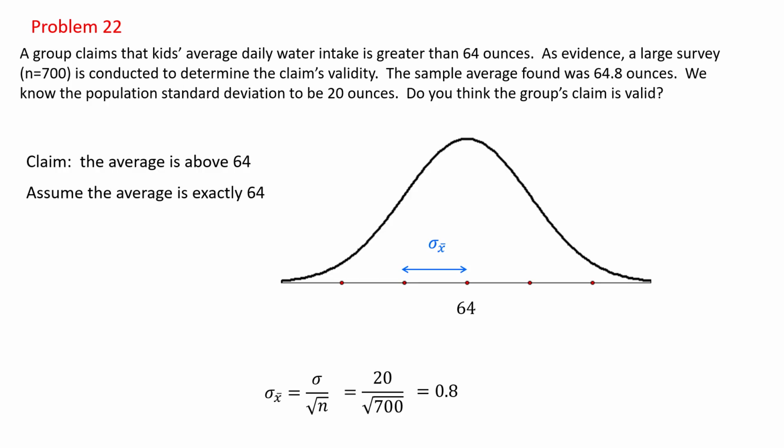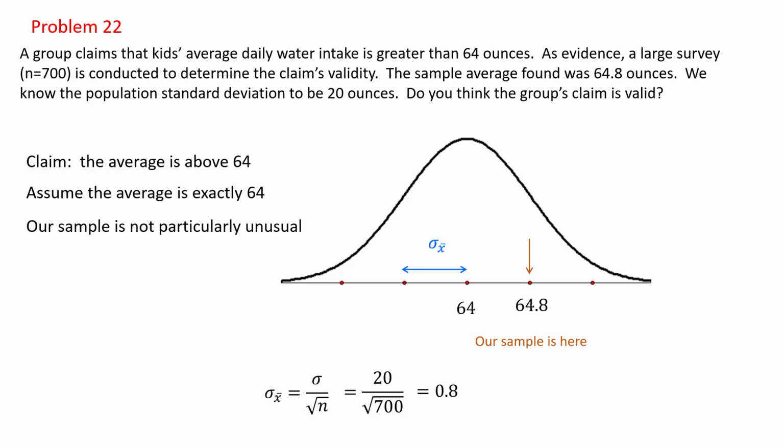Well, if I go to my curve, my sampling distribution, I can take 64 and add the sampling standard deviation, and that would be 64.8. But notice our sample average was also 64.8. Our sample is right there. What you can see here is that our sample fell 1 standard deviation above the mean for this sampling distribution. Therefore, it's not particularly rare. It would have to be 2 or more standard deviations away for us to consider it rare.